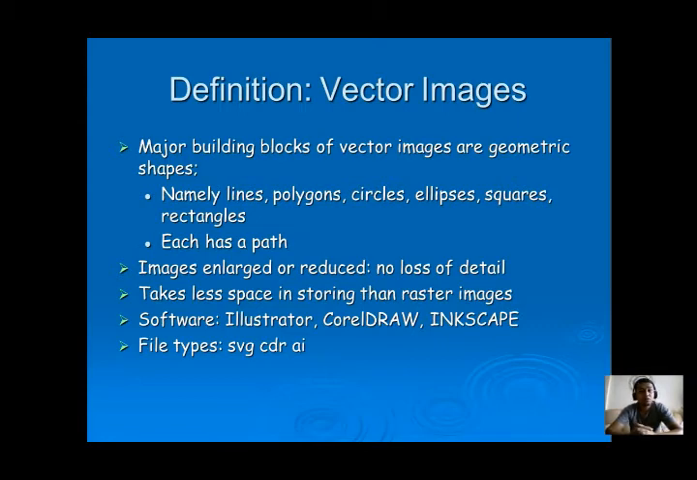Now the software used to create vector images are Adobe Illustrator, then CorelDRAW, which we will be focusing on, and Inkscape. The different file types which represent vector images are SVG, CDR, which is the native format for CorelDRAW, and AI, which is for Adobe Illustrator.